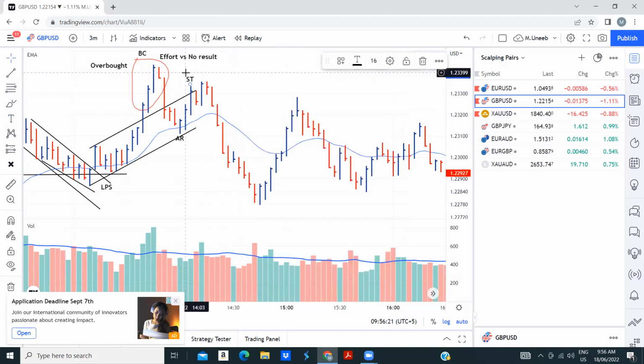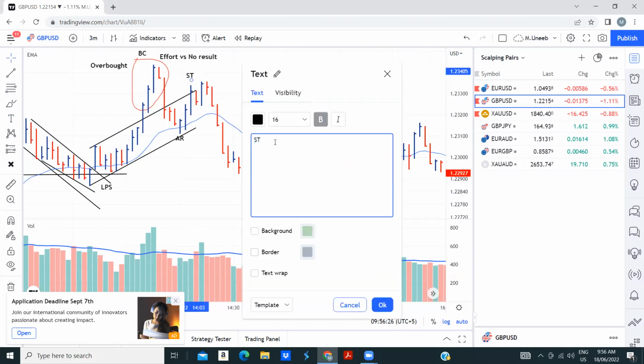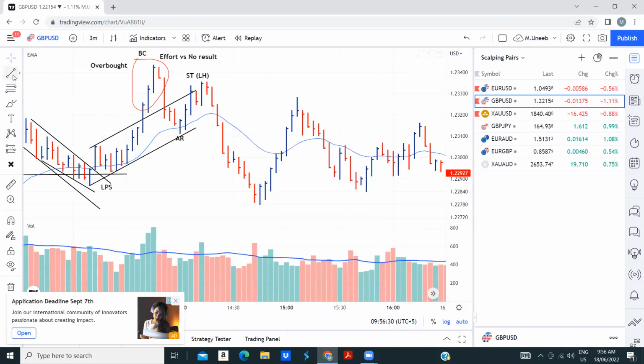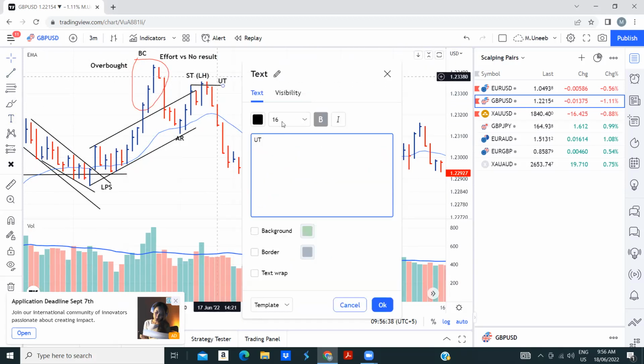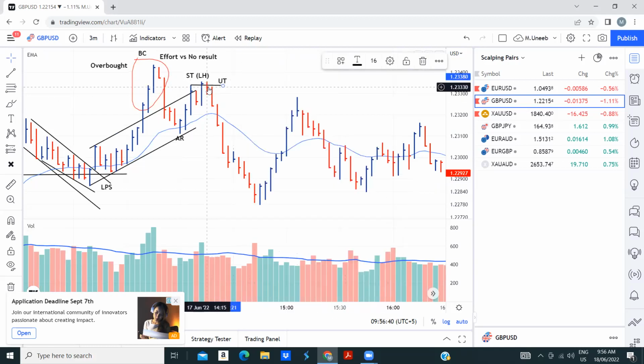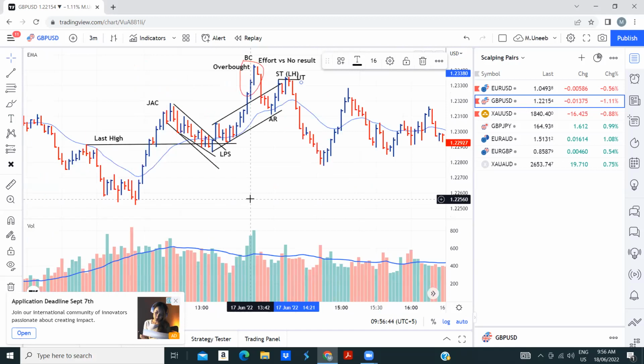If this is a secondary test, and this secondary test has what? A characteristic of a lower high, right? And then we can draw a small bar here. This is what? Upthrust, right? And then after this upthrust action completion, we went down. Any problem?